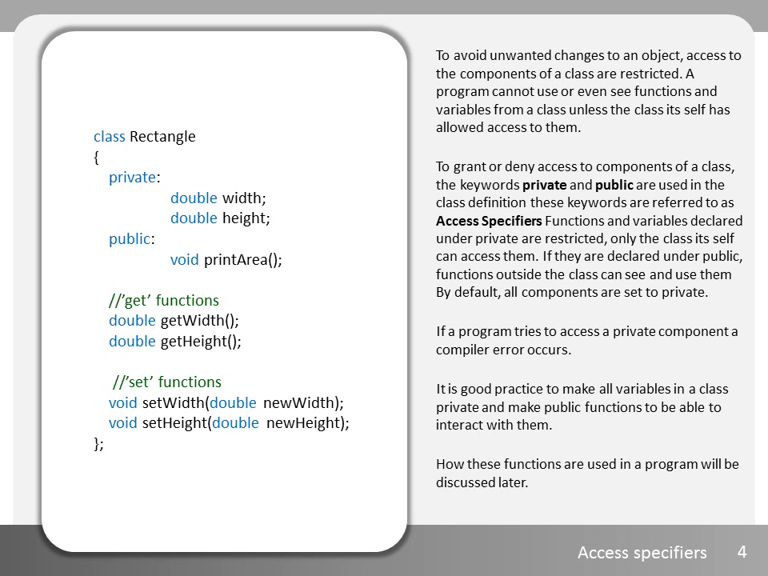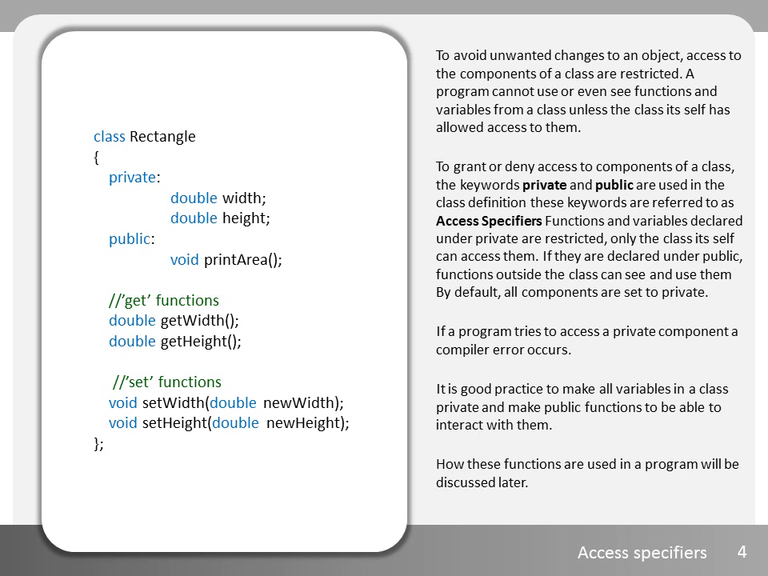To grant access or deny access to components of a class, the keywords private and public are used. In the class definition, these keywords are referred to as access specifier functions. Variables declared under private are restricted. Only the class itself can have access to them. If they are declared under public, functions outside the class can see and use them.